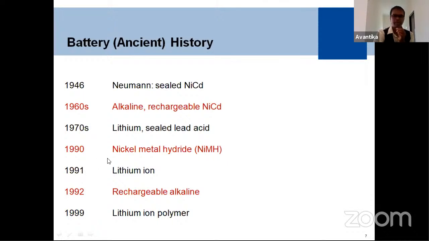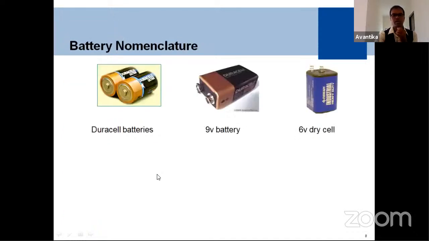Sony, a Japanese company, discovered the lithium-ion battery, which is called a rechargeable battery. So still now we are using lithium-ion batteries for all the electronic gadgets. This is the difference between the rechargeable battery and the primary battery. I will tell you the difference in the coming slide. So this is the history of the battery. In 1991, they discovered the lithium-ion batteries, and still now we are using that one.